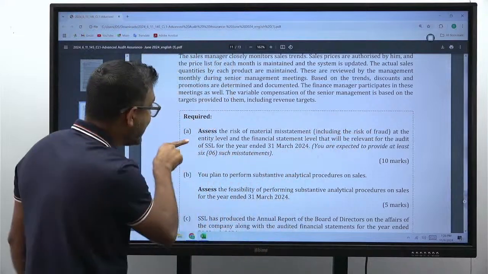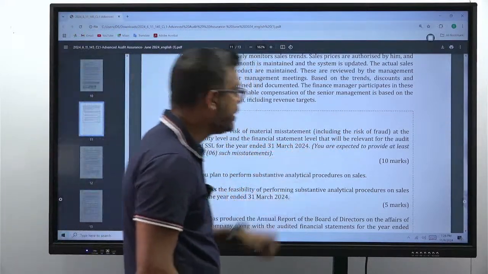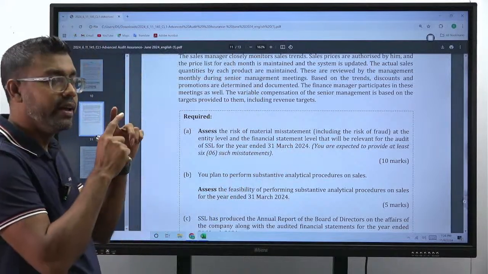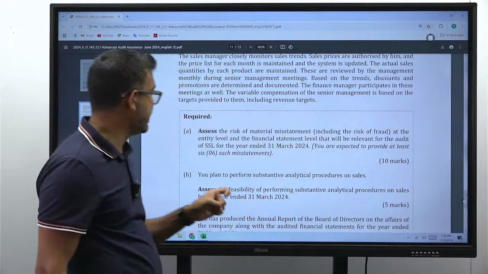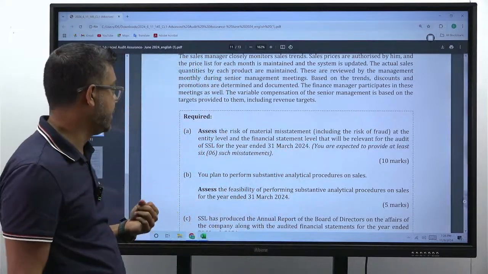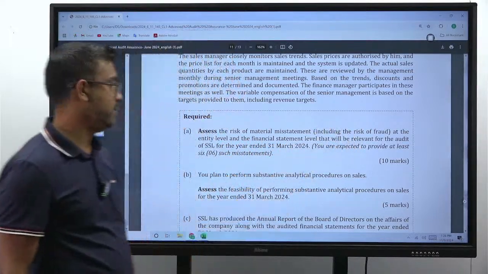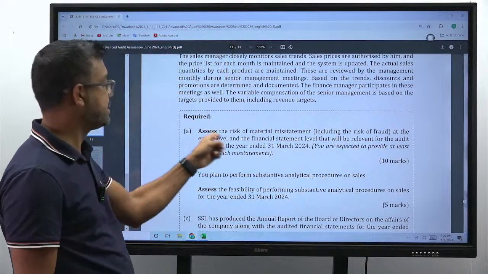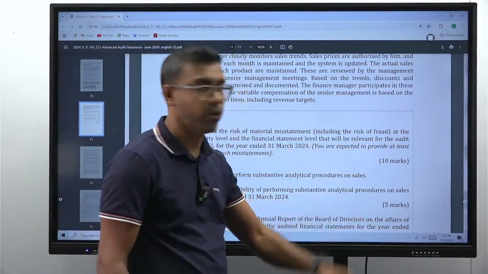At the entity level and financial statement level. For the responding purpose, we categorize risk into two categories: financial statement level and entity level. Assertion level as well as financial statement level. That will be relevant for the audit of SSL, the company name, for the year ended 31st March 2024.